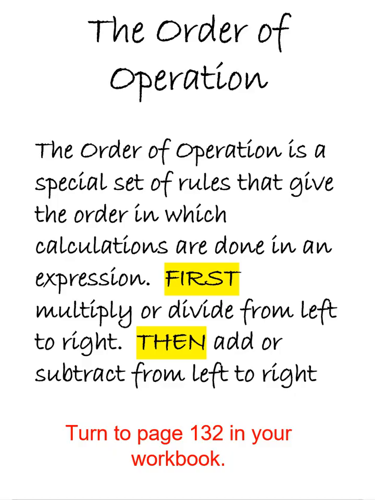All right, boys and girls, we are skipping page 131. We will begin our lesson on page 132. But first, I want to go over with you the order of operation. The order of operation is a special set of rules that give the order in which calculations are done in an expression. First, you multiply or divide from left to right. Then you add or subtract from left to right. All right, turn to page 132 in your workbook.